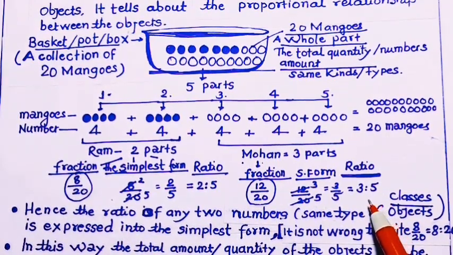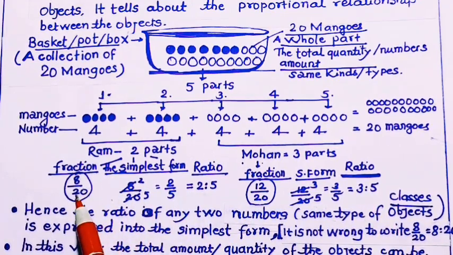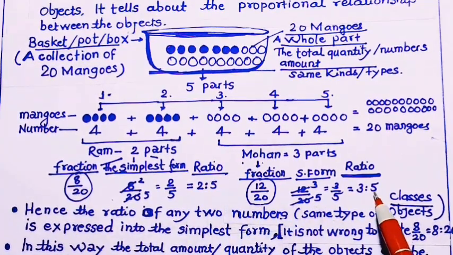So the fractional number tells about the exact number of the objects, but the ratio number does not tell about the exact number of the objects. It tells only the proportional relationship between them. So this is the difference between the fractional number and the ratio.